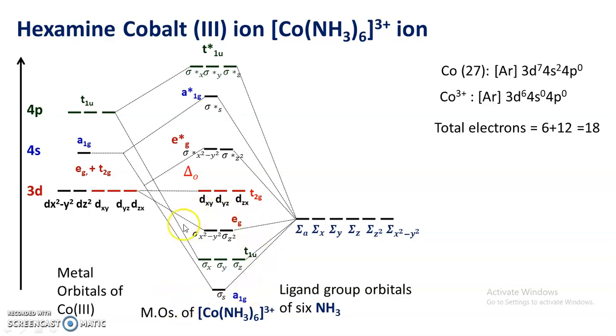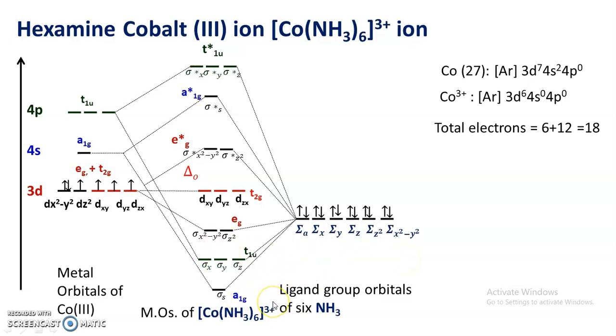So here at the bottom bonding orbitals are there, at the top antibonding orbitals are there, and T2g orbitals are not involved in the combination process, not suitable to form sigma bond, and therefore these orbitals remain as non-bonding. So altogether there are 18 electrons and 6 electrons present in 3d orbital. This is the first, second, third, fourth and fifth and last sixth one. All the ligand group orbitals are completely filled, so there are 18 electrons.